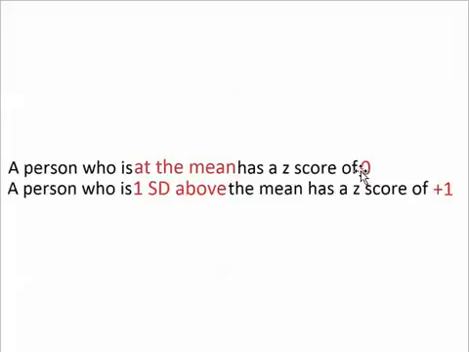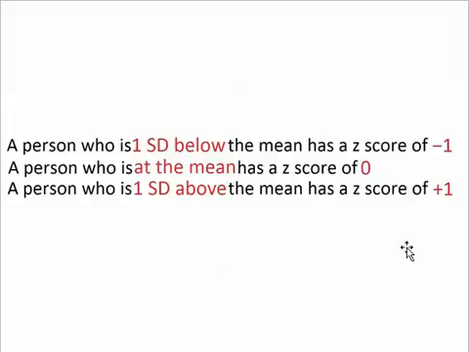A person who's one standard deviation above the mean has a z-score of +1. So a student in the class who has an exam score that's one standard deviation above the mean would have a z-score of +1. A person who falls one standard deviation below the mean has a z-score of -1.